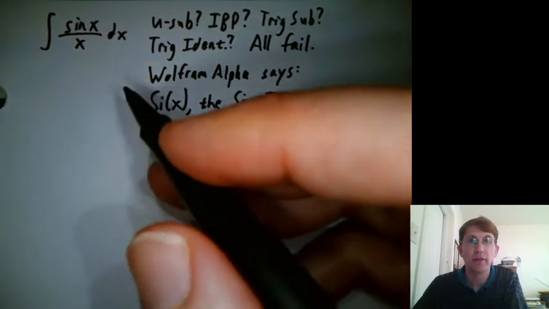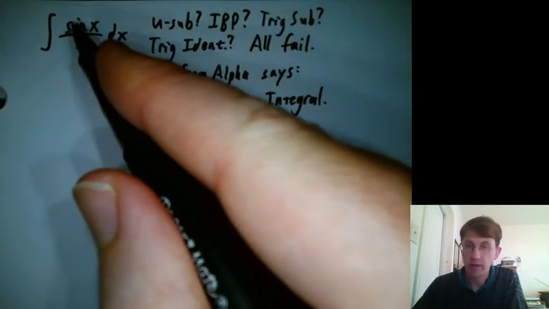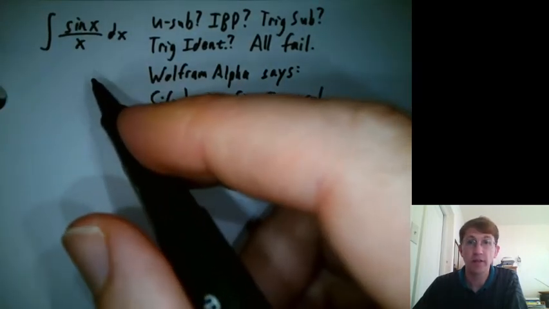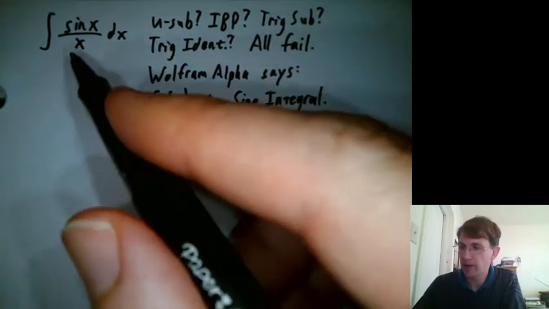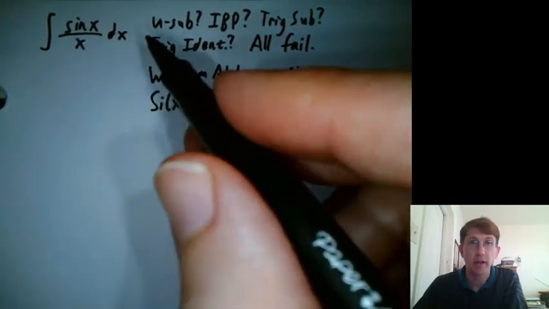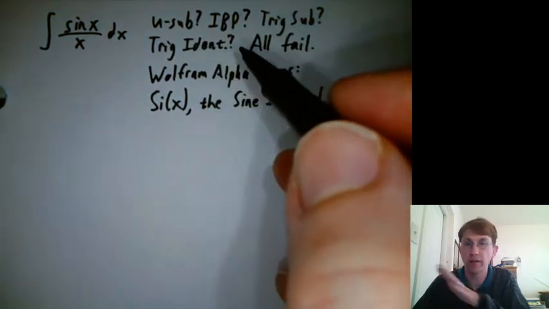Here's an integral that's useful in some applications in electrical engineering and signal processing. The function sine x over x is also called the sinc function, S-I-N-C, and it comes up in Fourier transforms and stuff. And sometimes we need the integral of it. If we try U substitution, integration by parts, trig substitution, trig identities, all of that fails.